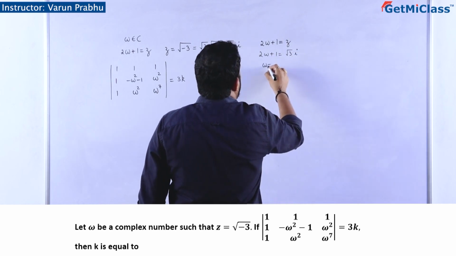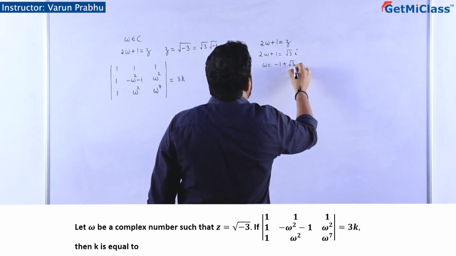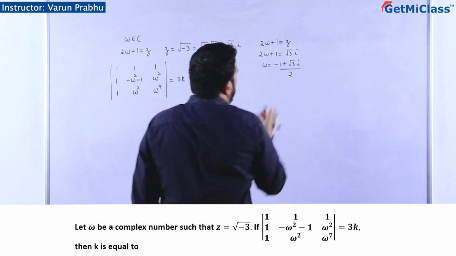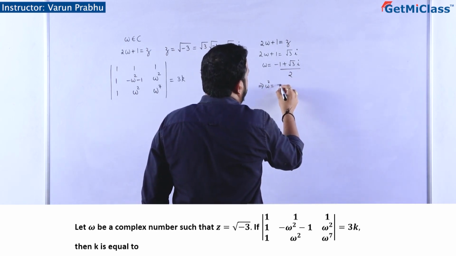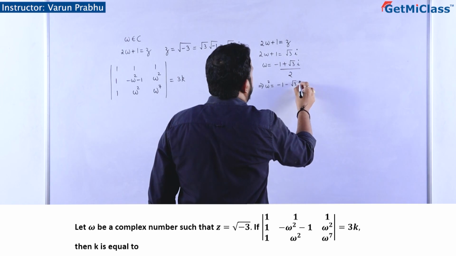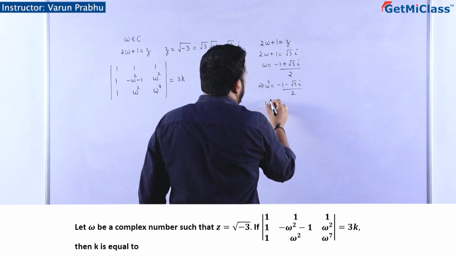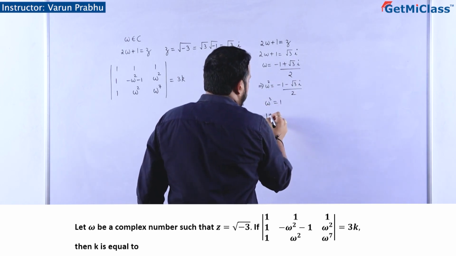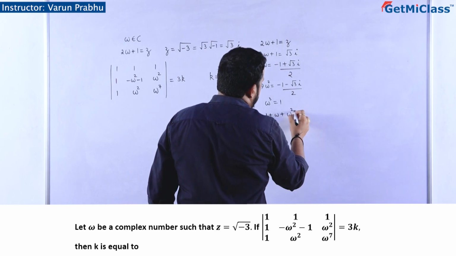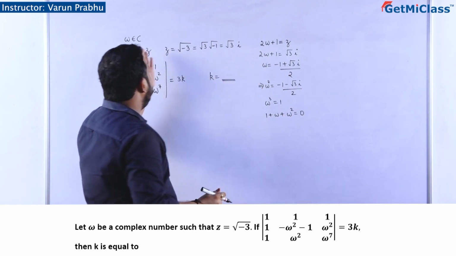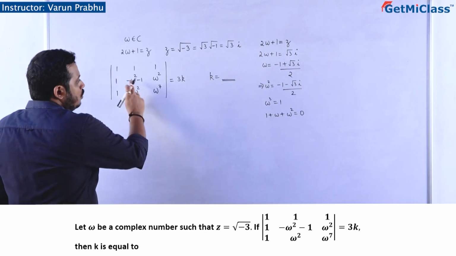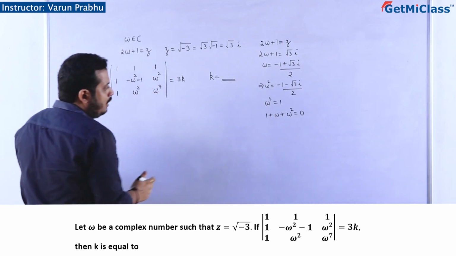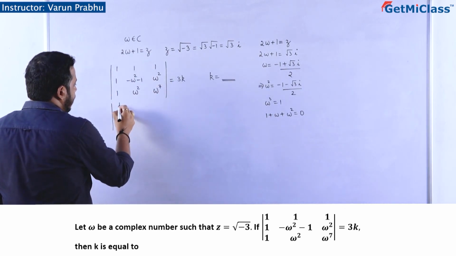So I can say omega is equal to (minus 1 plus root 3i) divided by 2. Obviously, this implies that omega square will be its conjugate, (minus 1 minus root 3i) divided by 2, and definitely omega cube will be equal to 1, and 1 plus omega plus omega square will be equal to 0. So this entire problem is about cube roots of unity. Is it right?